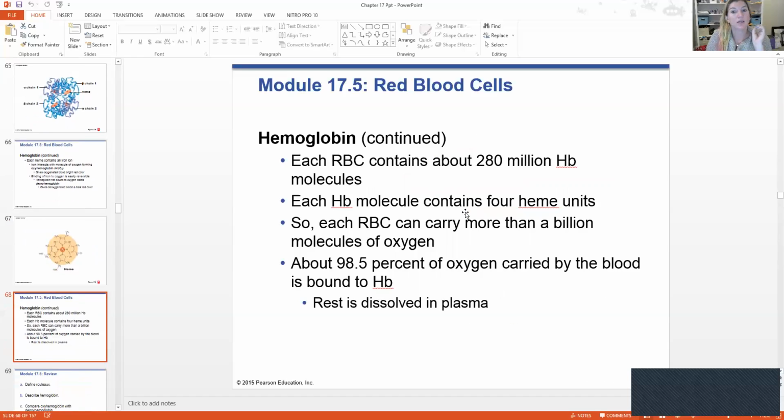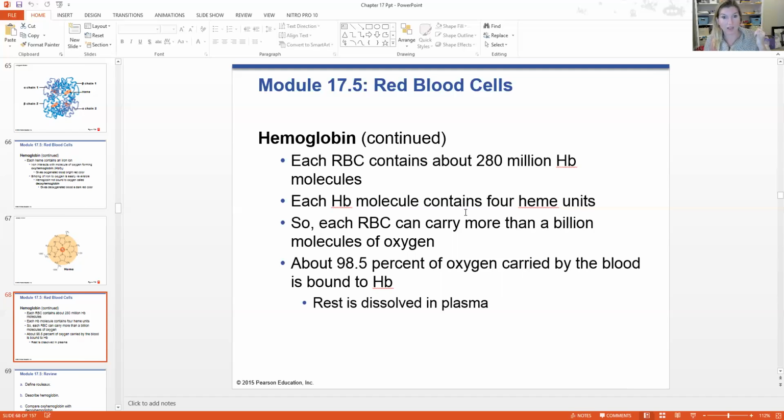Red blood cells, again, contain millions of these hemoglobin molecules. So if we have a red blood cell that has millions of hemoglobin in it, and we have millions of red blood cells, well, that's like billions and billions and trillions, really, because we have trillions of cells. That is almost limitless oxygen in our body. Each hemoglobin contains 4 heme units, so each red blood cell can carry more than 1 billion molecules of oxygen. Whoa. That's in one red blood cell.